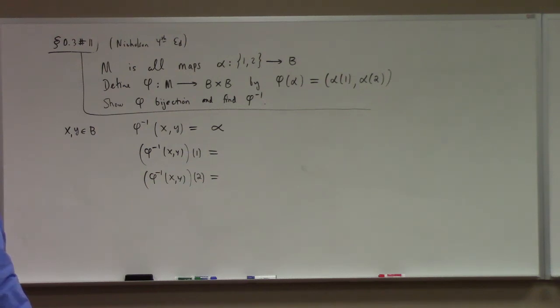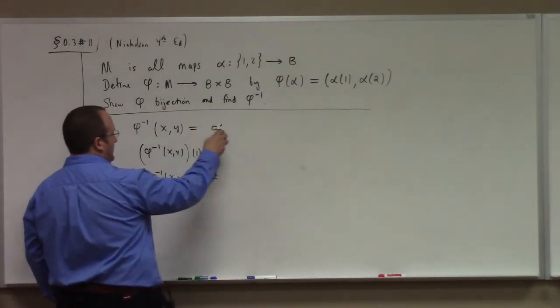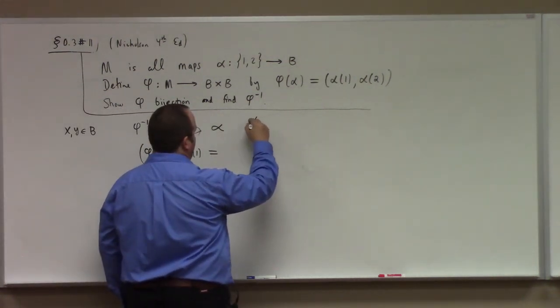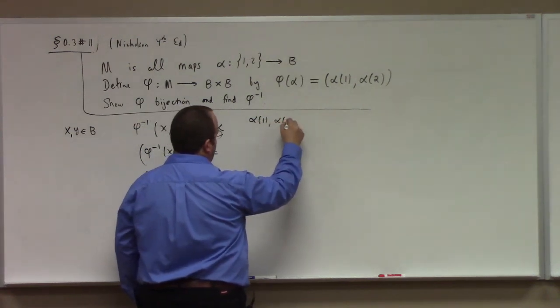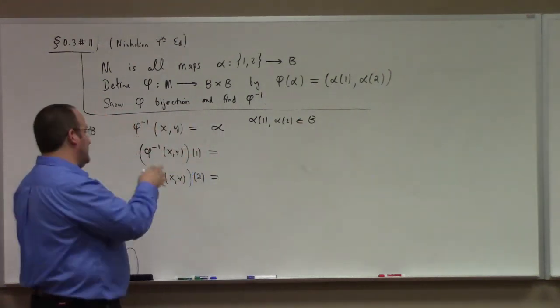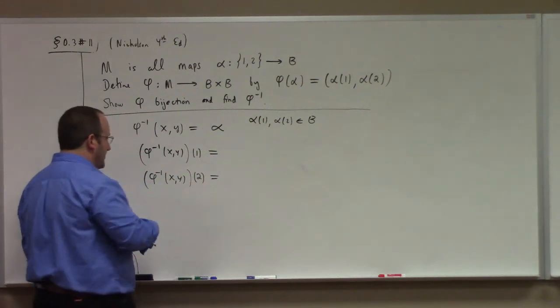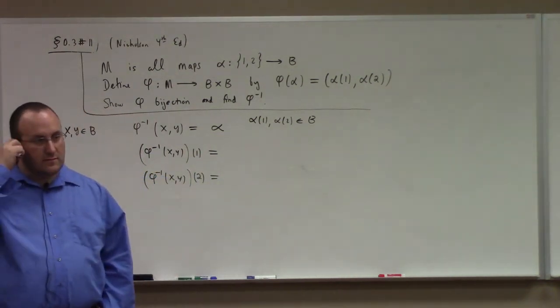I think there's really only one thing to do. The output has to be something from B, right? Alpha of 1 and alpha of 2 are supposed to be elements of B. So I need to send 1 to some element of B, and I need to send 2 to some element of B. So just put 1 as x and 2 as y. Very good.